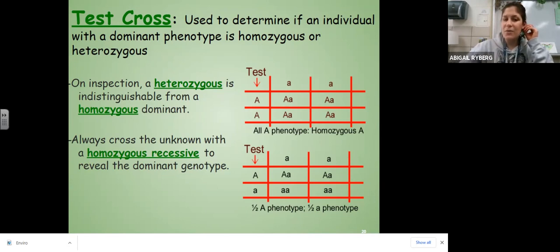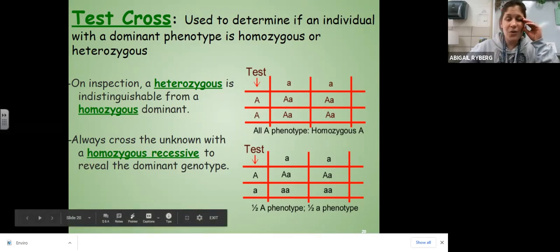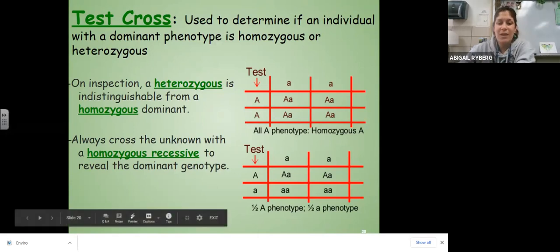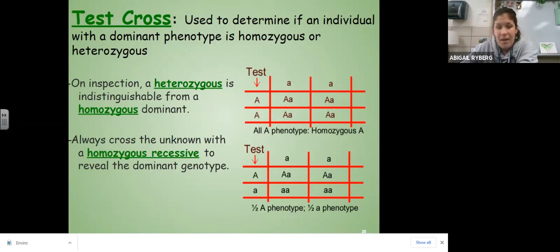On inspection, a heterozygous is indistinguishable from a homozygous dominant. So what we do is always cross the unknown with a homozygous recessive, so little a, little a. If you look here, let's say that this is my brown eyes. Let's look at the cross on the top. Let's imagine maybe I'm big A, big A, and I have two dominant alleles for my eye color. We're going to cross the homozygous dominant with the recessive allele, and it's always with the recessive, and here's why.